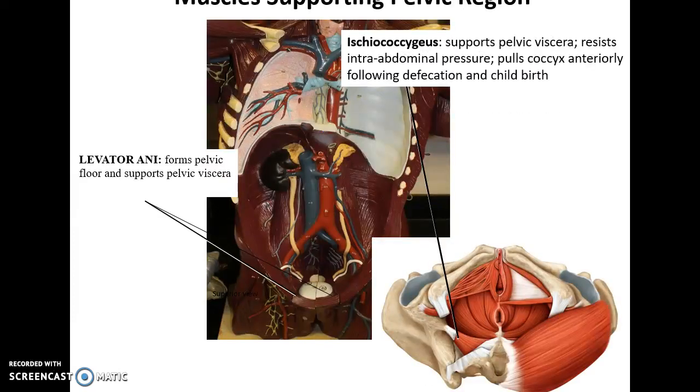Then we have the ischiococcygeus muscle going from the ischium to the coccyx, helps to support the pelvic viscera, resist intra-abdominal pressure, and pulls the coccyx anteriorly following defecation and childbirth. And then the levator ani, which is a series of muscles that help to form, so they're over here, the pelvic floor and support the pelvic viscera, as well as resist intra-abdominal pressures.